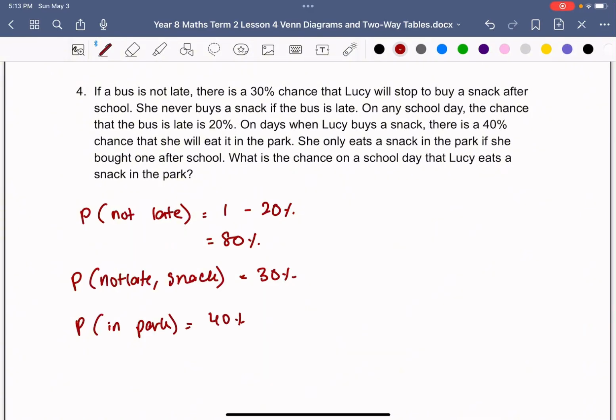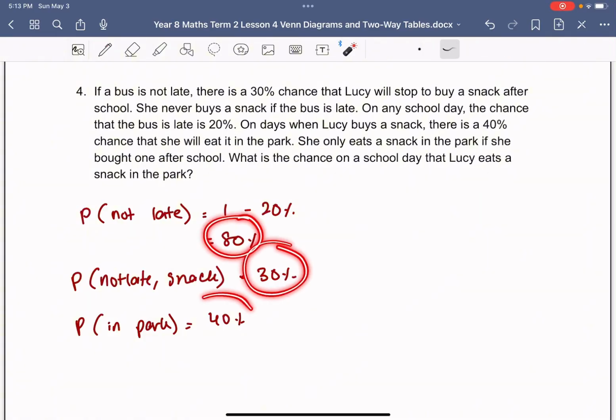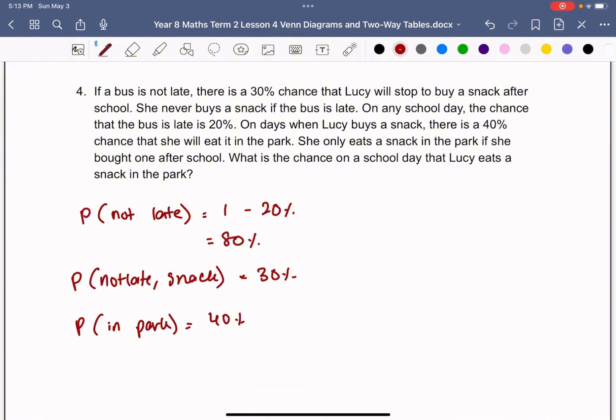So to find out the total chance that on a school day she eats a snack in the park, we're going to multiply all of our probabilities because they all have to happen at once. So we do 80% times by 30% times by 40%. This gives me 9.6%. So the chance that on a school day her bus is not late, she gets a snack, and then she eats it in the park is 9.6%.